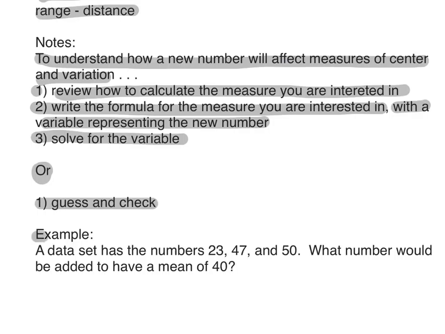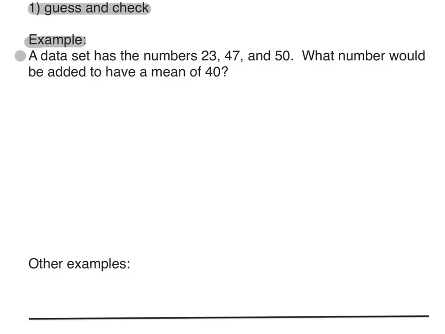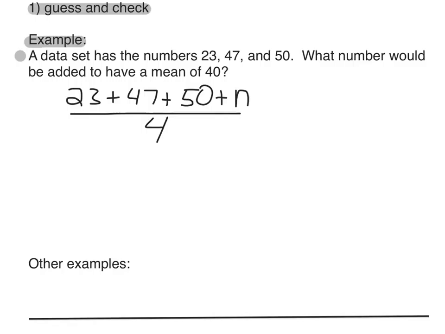So, first example. A data set has the numbers 23, 47, and 50. What number would you add to have a mean of 40? In this case, you could guess and check, but it would take longer than the other strategy. Remember, to find a mean, you add up all the numbers and then divide by how many there are. So if we add up 23, 47, 50, and the missing number, you would have to divide by 4 to get the mean, and we're saying that the mean is 40.